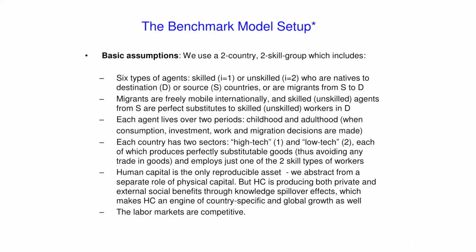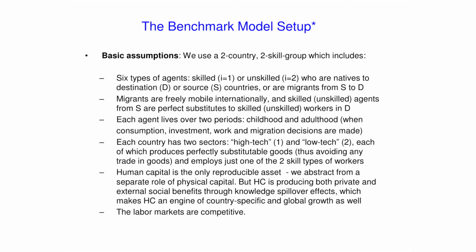So here's the benchmark model, and as I said, it's going to be quite rigid in many regards. We're going to have 6 types of agents, skilled or unskilled, who are natives to destination or source countries, or are immigrants from source to destination. We're going to assume that migrants are freely mobile internationally, and skilled or unskilled agents from the sending countries, by skill, are perfect substitutes to their counterparts in the destination country. We're going to assume that agents live over 2 periods, childhood and adulthood, when consumption, investment, work, and migration decisions are made.